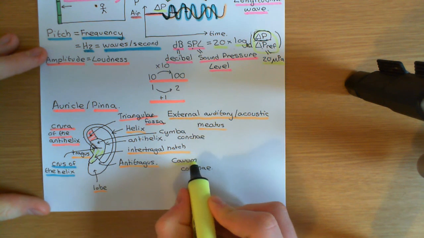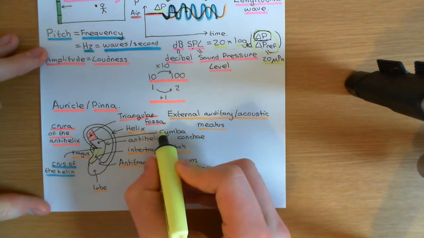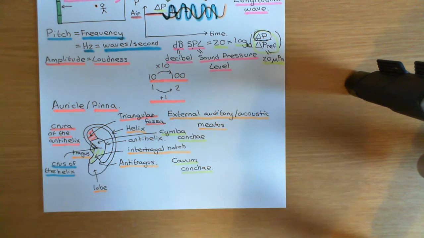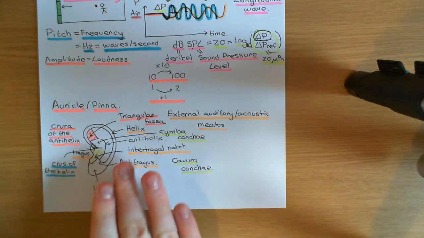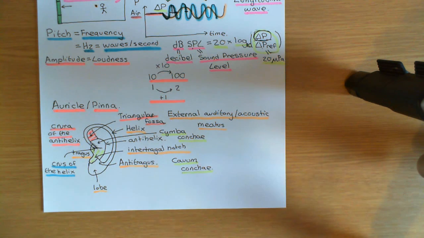As I say, the best way to do this is just to feel them on yourself and give them names, because it's difficult to draw the auricle or the pinna as a picture, and the best way to do it is just to use the ones that you have and name the bits on yourself by feeling them. Okay, so that's the anatomy of the auricle or the pinna if you prefer that name.